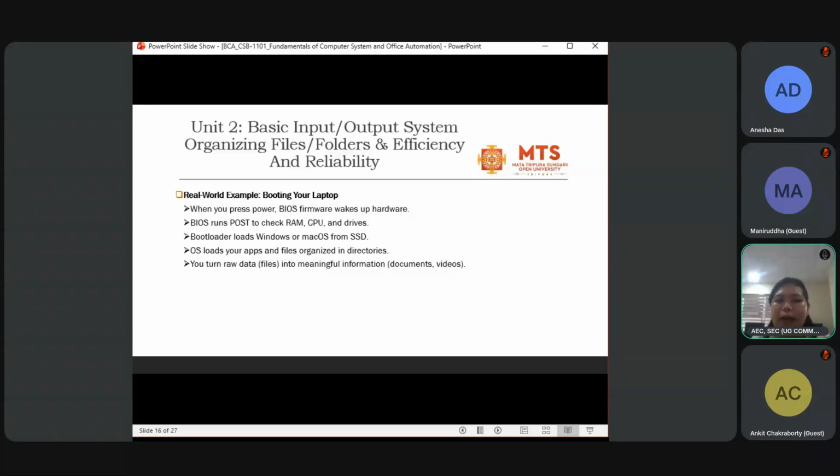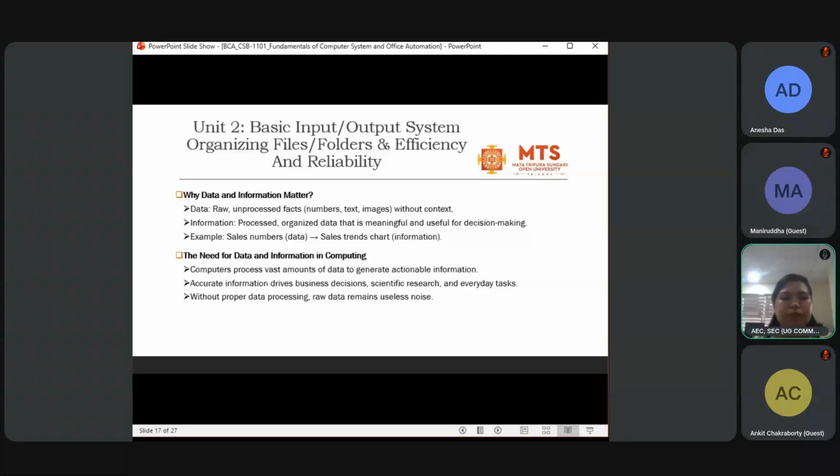The OS loads your apps and files organized in directories, turning your raw data files into meaningful information, documents, videos. Okay, this is how it happens in the system as well.